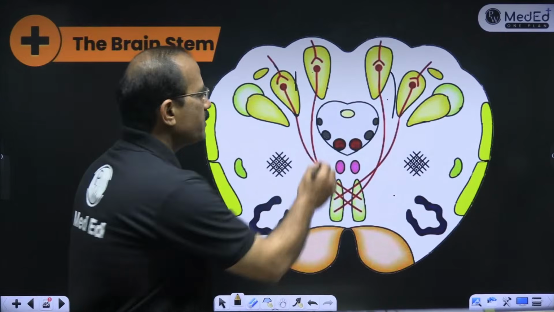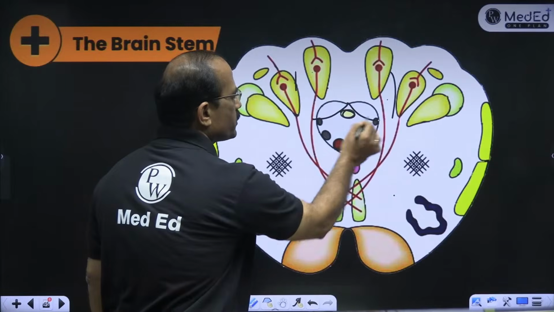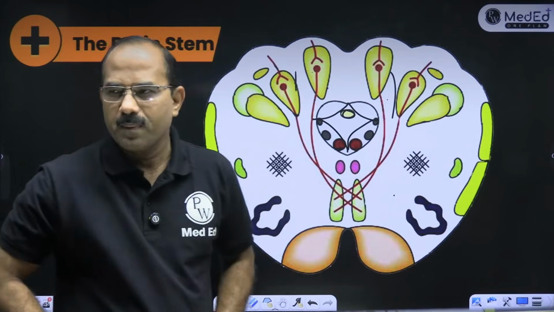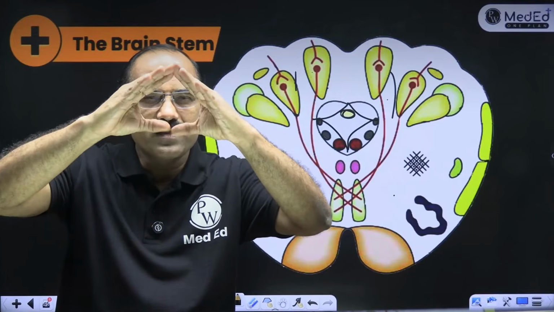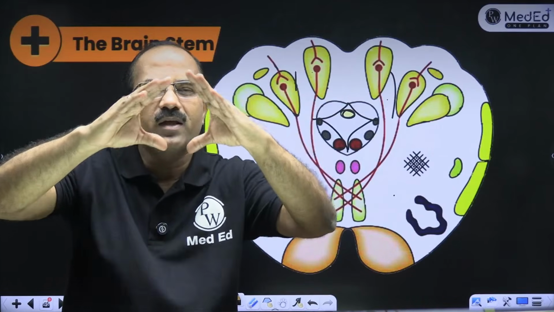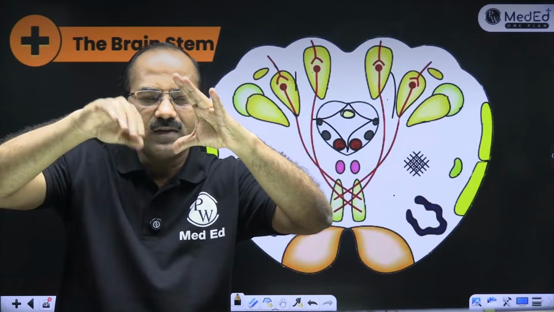Fine. This is the central canal. This is the dorsal and the ventral horn. ये देखो. एक मिनट, just try to understand. That's the central canal. This is the dorsal horn. This is the ventral horn. Spinal cord कैसे है? Dorsal horn, ventral horn. That's the central canal.